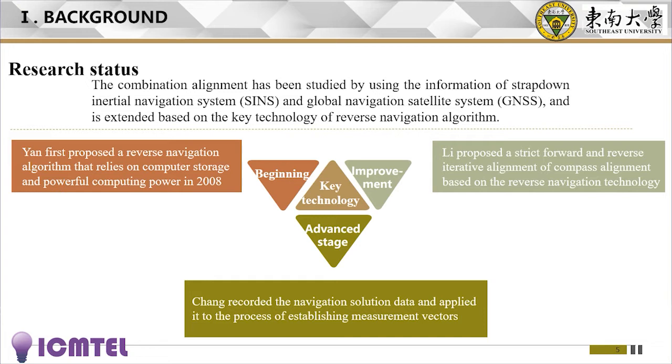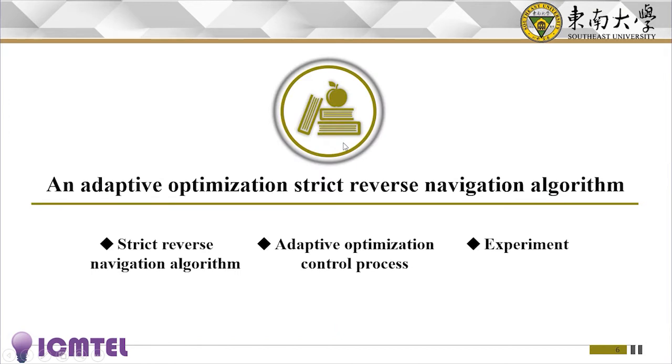In other words, Li and Chang proposed two improved methods to enhance the feasibility of the algorithm, but they did not mention the impact of the calculation times of forward and reverse navigation on the algorithm. In this research paper, we propose an adaptive optimization reverse navigation algorithm to improve the alignment speed.